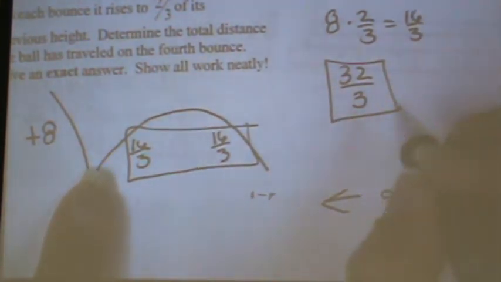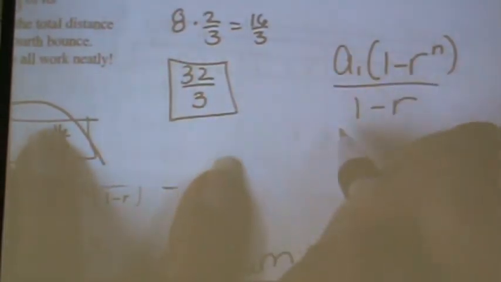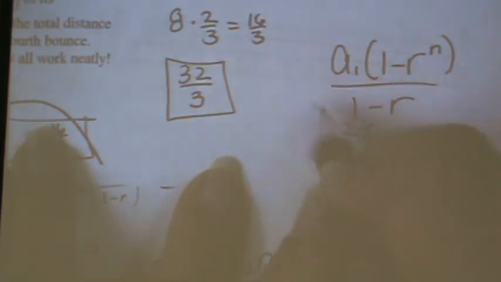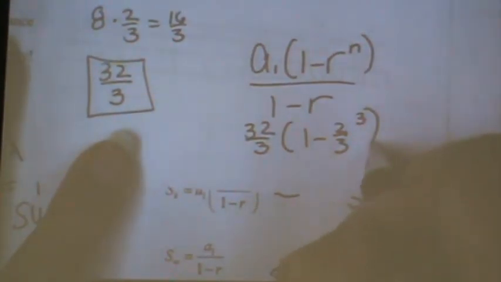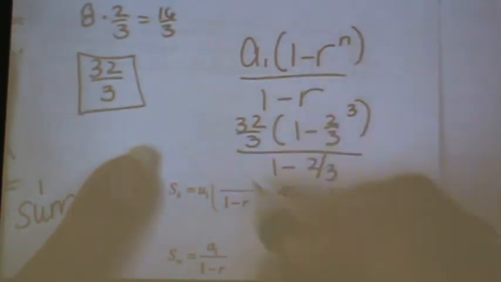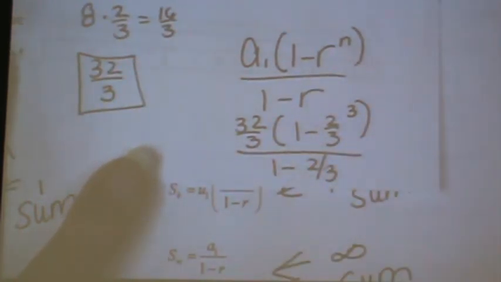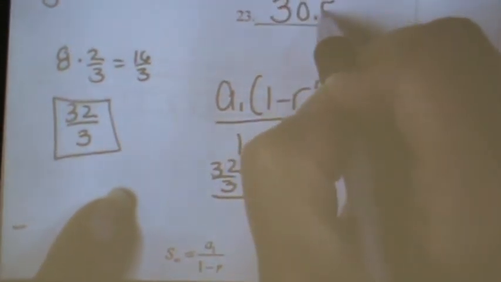That's your first term. So here's your formula, a1 times 1 minus r to the n power over 1 minus r. The first term is 32/3. The ratio is 2/3, 1 minus 2/3. Now this is the trick. It says on the fourth bounce, you're only adding 3 terms. 1 minus 2/3. Now when you get your answer here, which is 22.52, don't forget to add the 8. So the answer to this one is 30.52 feet.